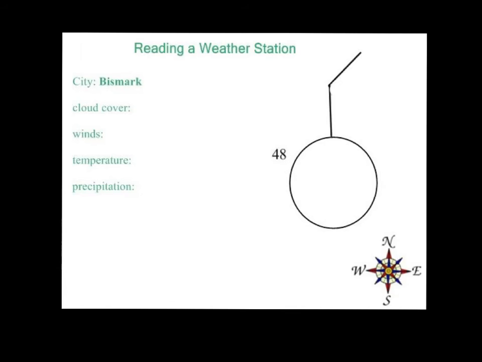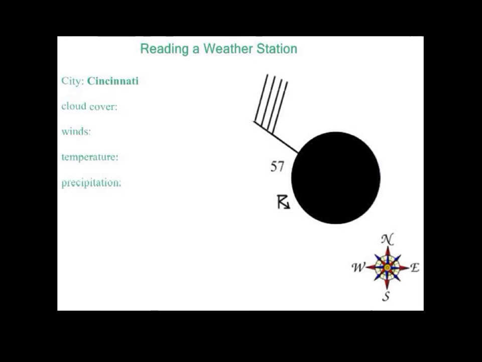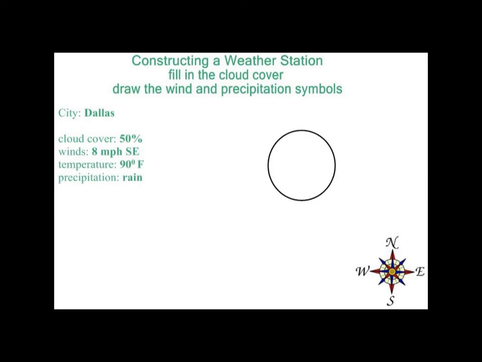You will read this station model for Bismarck. You will read this weather station for Cincinnati. Now you are going to practice creating weather stations for the different cities. You're going to fill in the cloud cover. Be sure to use your key. You're going to draw the wind direction with the correct speed. You're going to include the correct precipitation symbol, and also do not forget temperature.